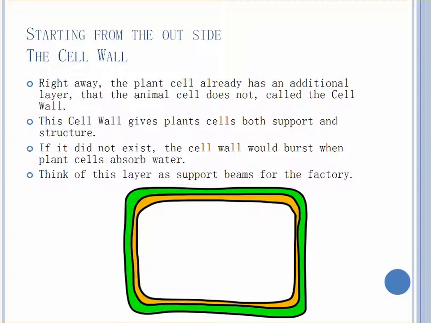Starting from the outside in, the cell wall. Right away, we have something that the plant cell has: an additional layer that animal cells do not possess, called the cell wall. The cell wall gives the plant cell both support and structure. If it did not exist, the cell would burst every time the plant cell absorbs water. Think of this layer as a support beam of the factory that the plant cell is in.